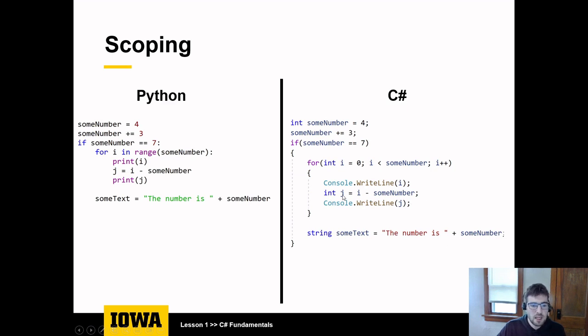But for example, J here, J is in the curly braces of the for loop. So it's not available to the if statement or to the rest of the program. It's only available to the inside of this for loop. Same thing with some text here. Some text is available to anything that's inside these curly braces of the if statement, but it's not available once this if statement is over. Okay, so this is a big difference. Indentation is not how we scope, it's with the curly braces in C#.